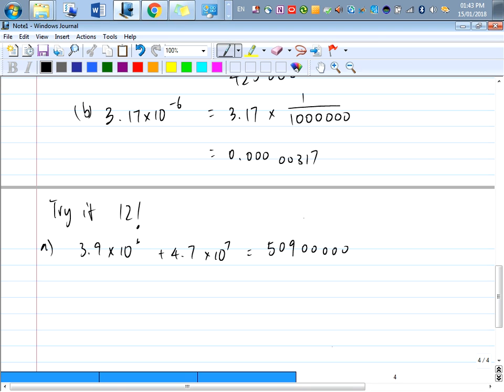Okay, then, is this my final answer? No, not so simple. I need you to do something very simple. Convert it to standard form. Can you do that?